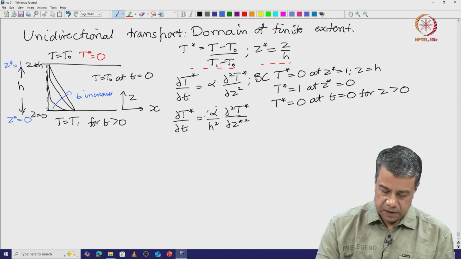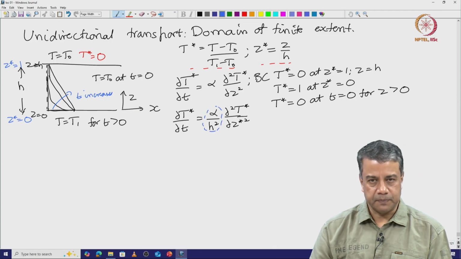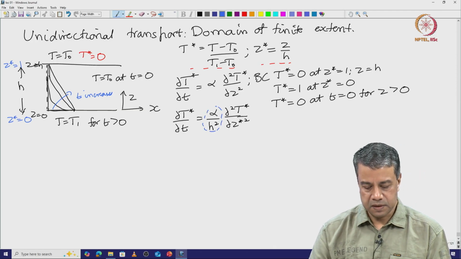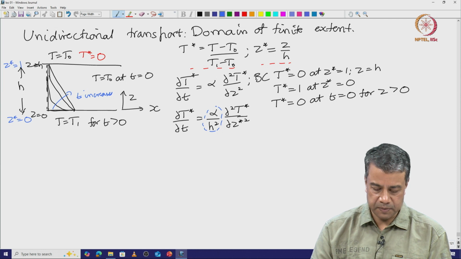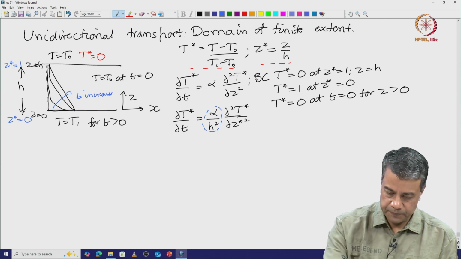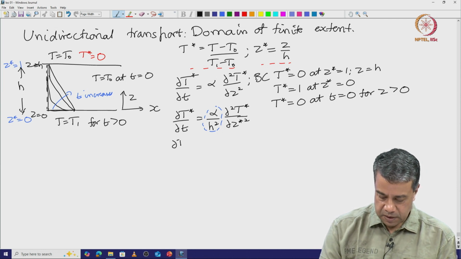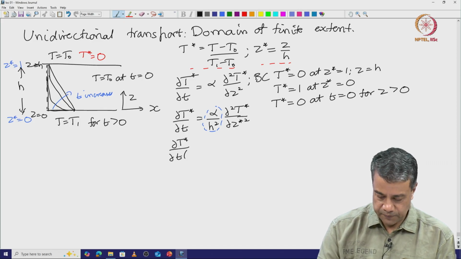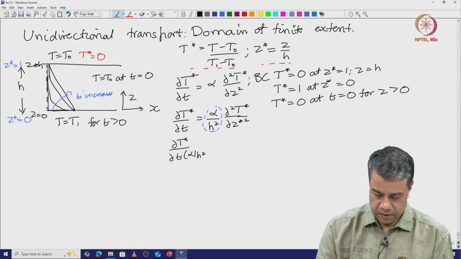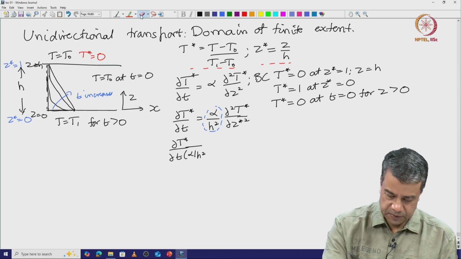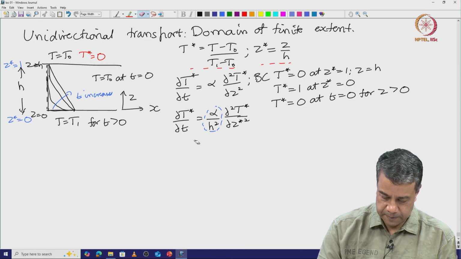And now this factor can be used for scaling time, because if I divide throughout by h square by alpha, I will get partial T star by partial t into h square by alpha. Or rather, I should write it better.